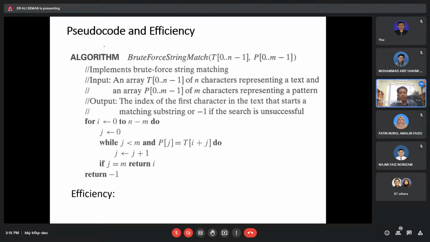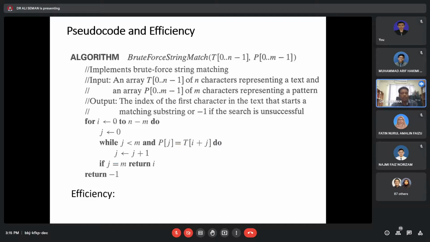And this is the algorithm for brute force. Let's say we have input T for the text or string, and P for the pattern, which is the smaller string, the substring. T is n characters representing the text, P is m characters representing the pattern. The output is the index of the first character in the text that starts a matching substring, or -1 if the search is unsuccessful. This is the brute force: we have to compare every character. There are no other ways, it's straightforward, until finally you find the pattern.